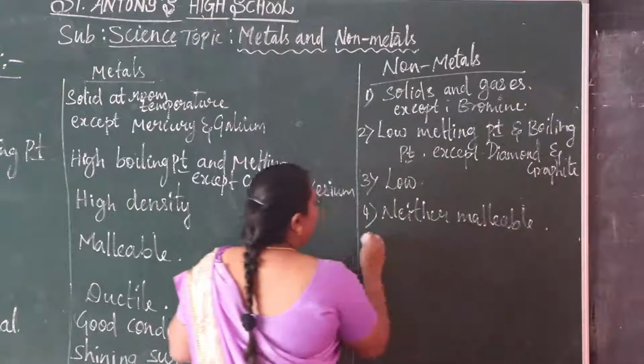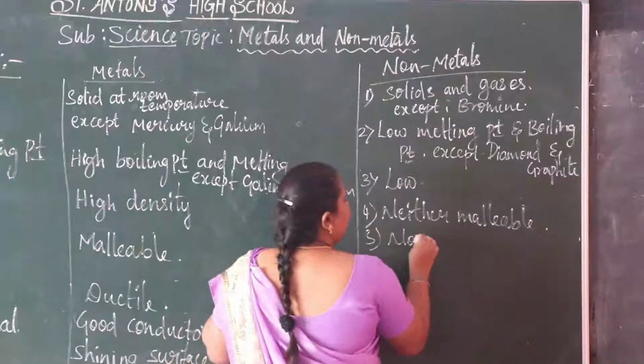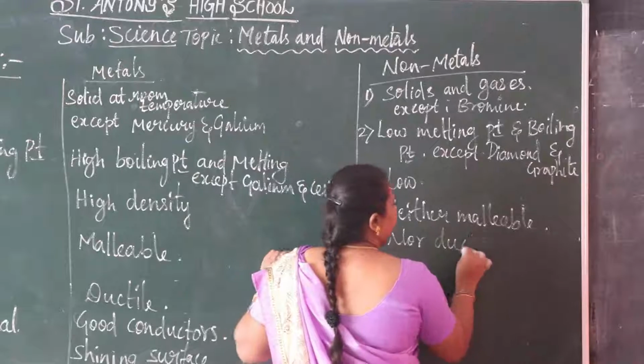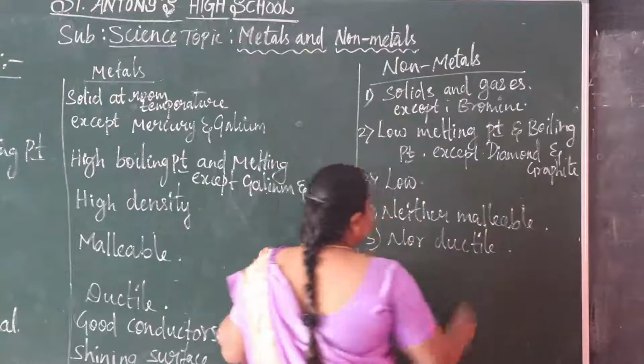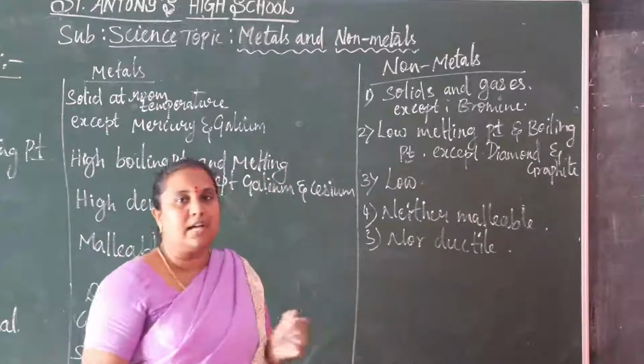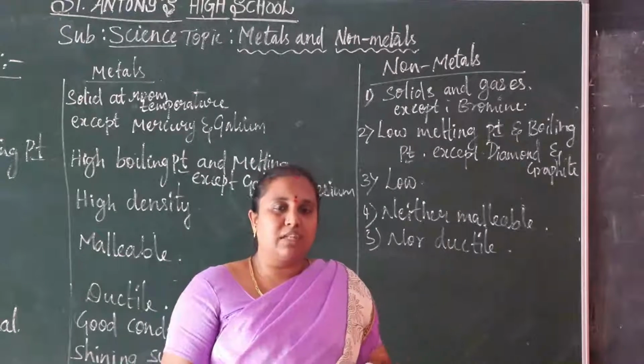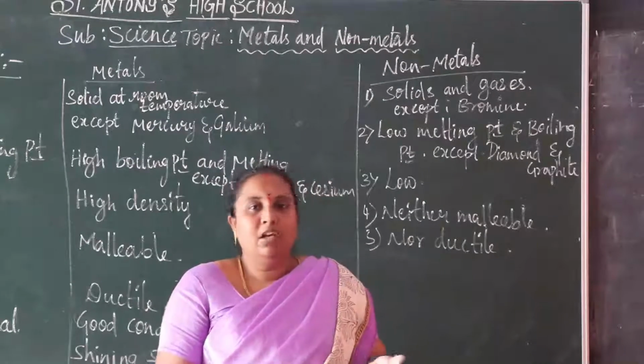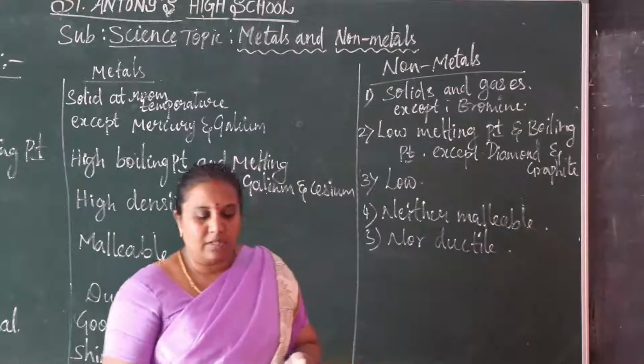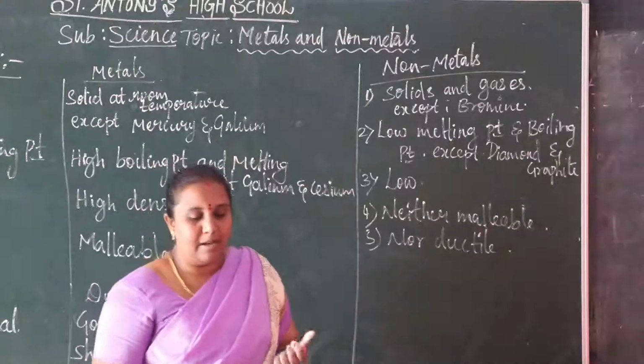And the ductile property, we can say non-ductile. So neither malleable nor ductile. We cannot beat these non-metals into thin sheets or thin wires. They will be broken down. So it is brittle. We can say it is brittle.